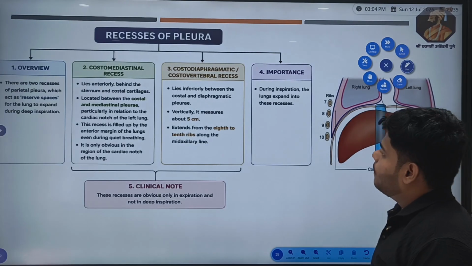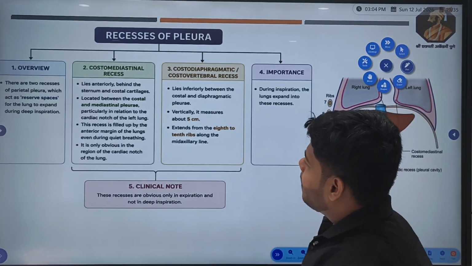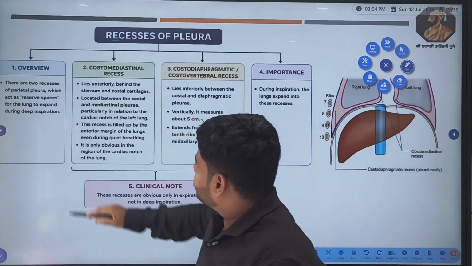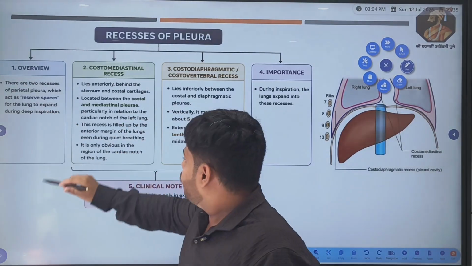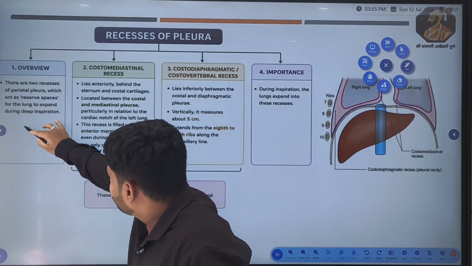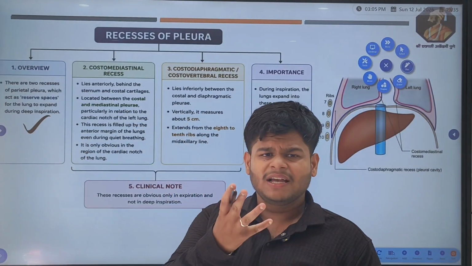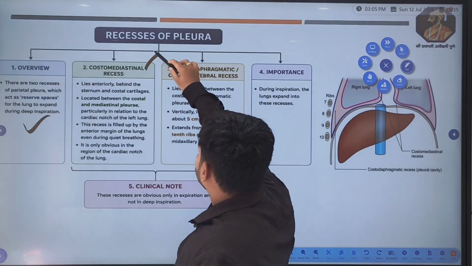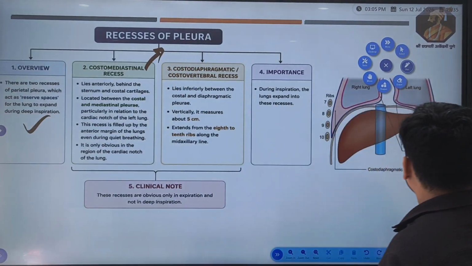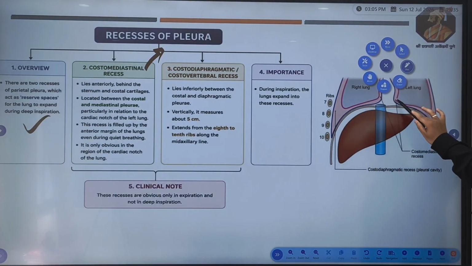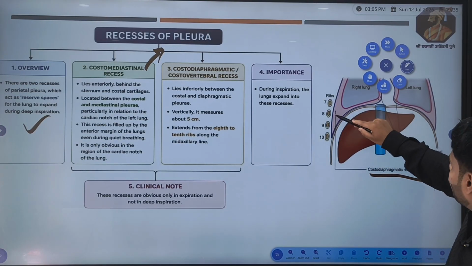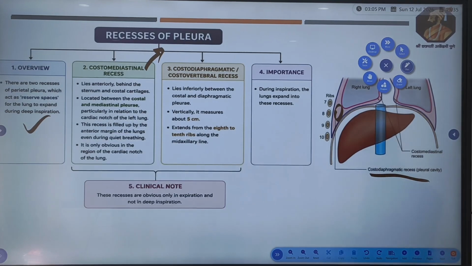Now, recesses of the pleura. What are the recesses? There are two recesses of parietal pleura which act as a reserve space for the lung to expand during inspiration. Recess means a space provided. So, there are two types: costo-mediastinal recess, and the costo-diaphragmatic recess. See the diaphragm and the costal region, so here is a space.